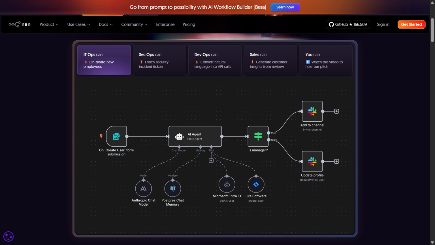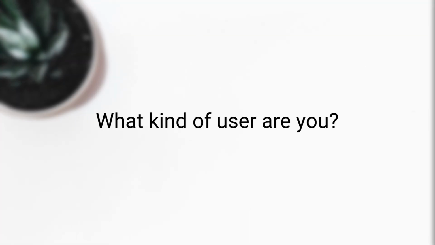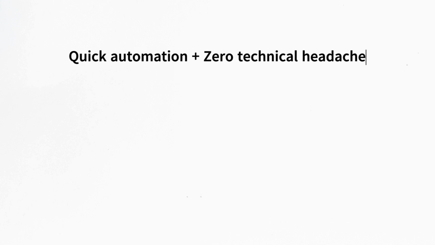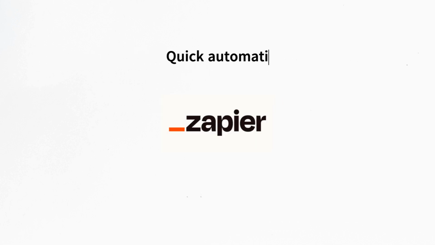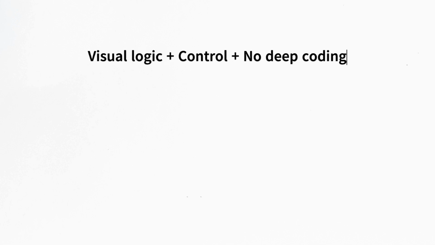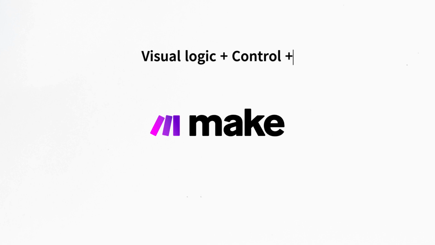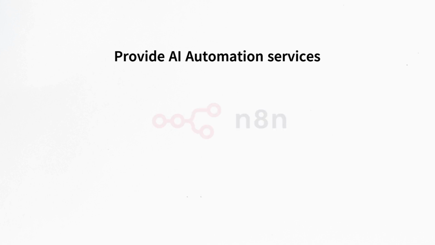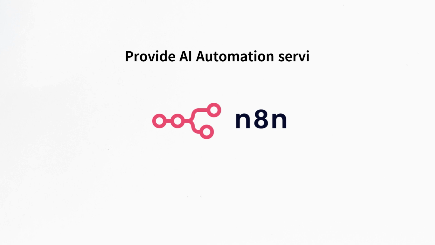So the real question isn't which tool is best? The real question is, what kind of user are you? If you want quick automation with zero technical headache, Zapier's got you covered. If you want visual logic and more control without getting too deep into code, Make is your sweet spot. And if you're trying to build serious automation systems, work with APIs or AI, or offer automation as a service, then n8n is where you need to be.